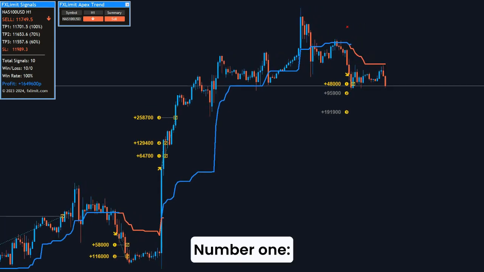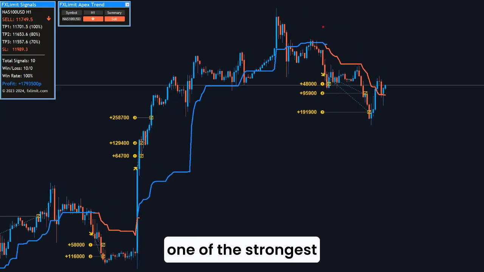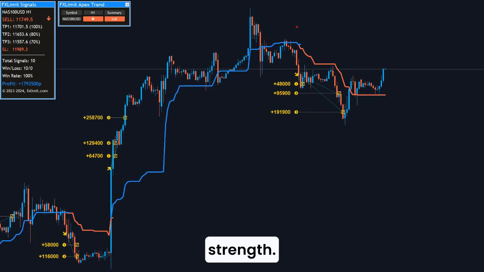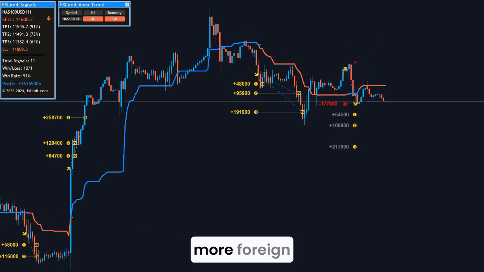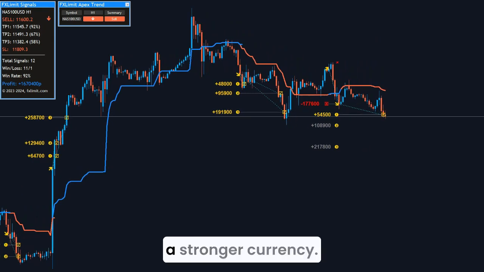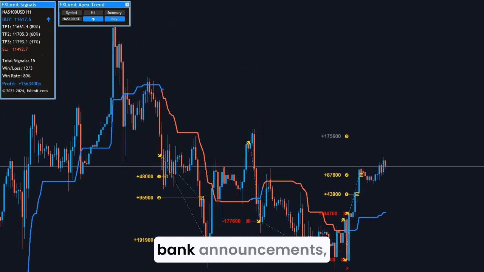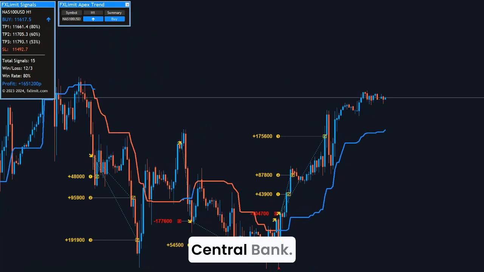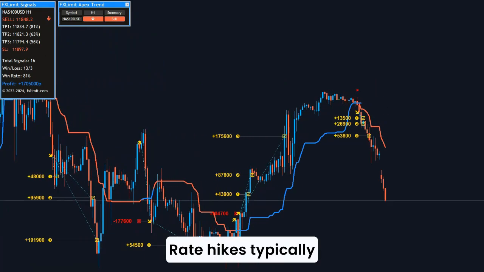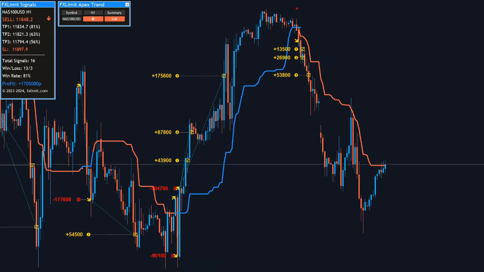Number 1. Interest rates. Central bank interest rate decisions are one of the strongest indicators of a currency's strength. A country with higher interest rates usually attracts more foreign capital, leading to a stronger currency. Traders closely monitor central bank announcements, like those from the Federal Reserve or the European Central Bank. Rate hikes typically signal strength, while cuts can indicate weakness.